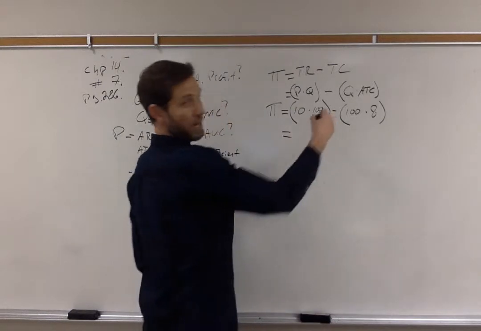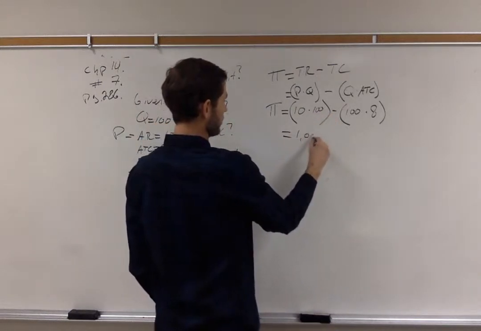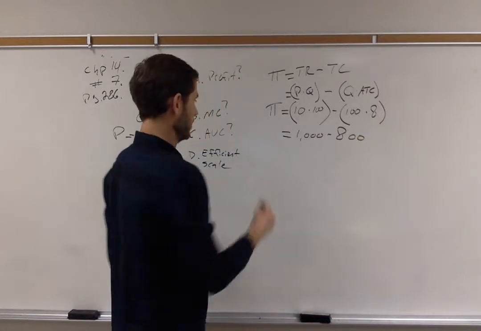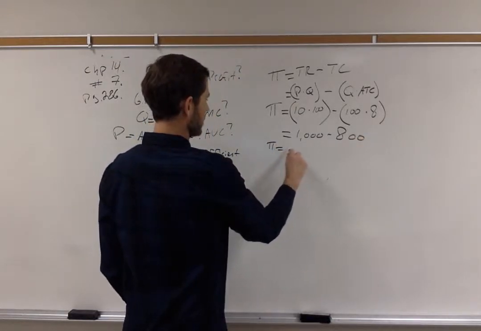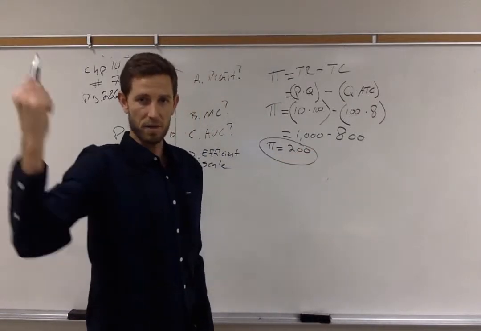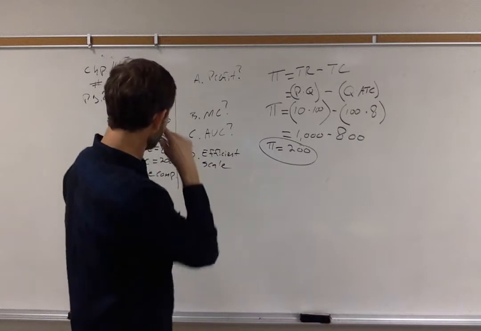Real quick now, you can probably eyeball this. That's going to be $1,000 of revenue coming in minus $800 of costs going out. Means that the firm in this case is going to be left with $200 of profit. There we go. A is all done. We're on to the next one.